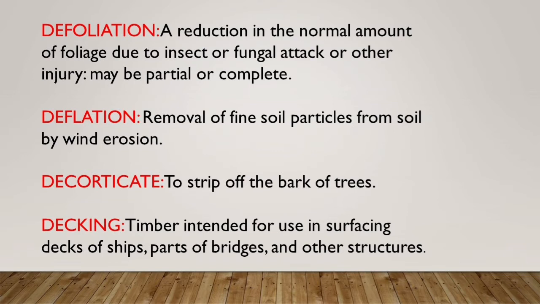Third one is decorticate. To strip off the bark of a tree or to remove the upper layer of a tree is known as decorticate. Another one is decking. Timber intended for use in surfacing decks of ships, parts of bridges, and other structures. Actually, they are structures for supporting the weight in ships and bridges. They are the supporting structures.